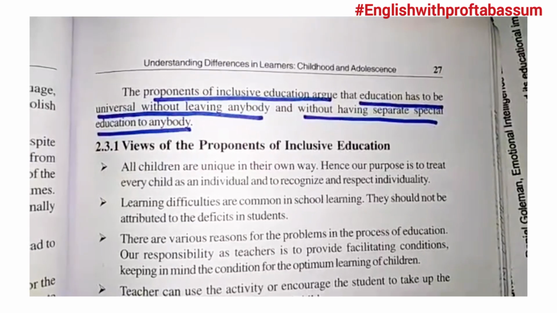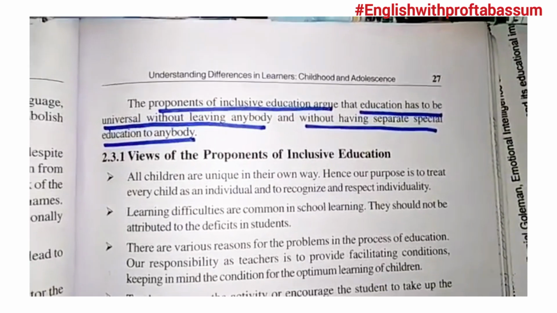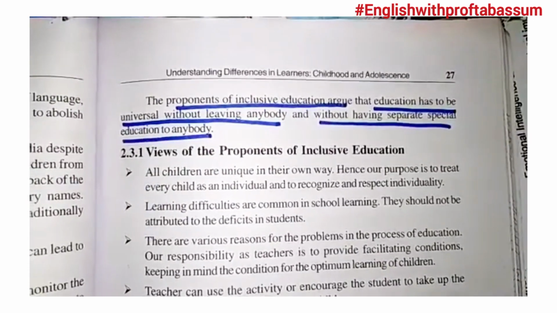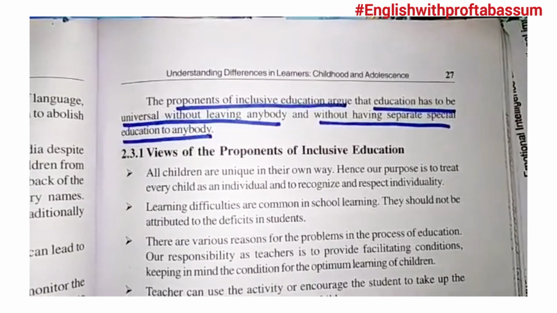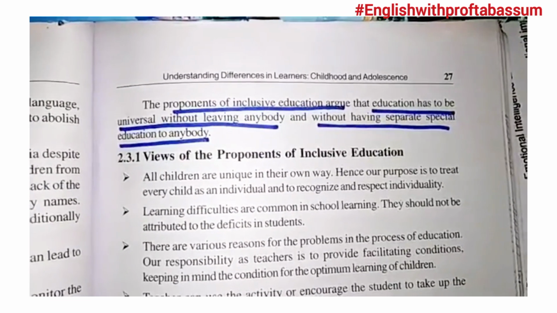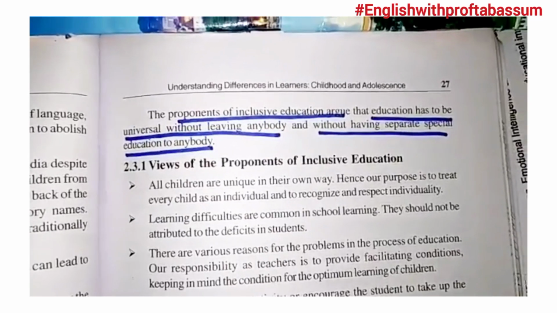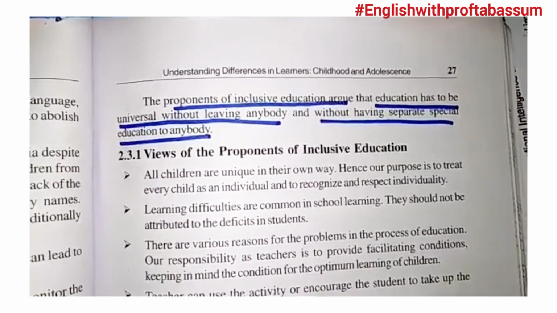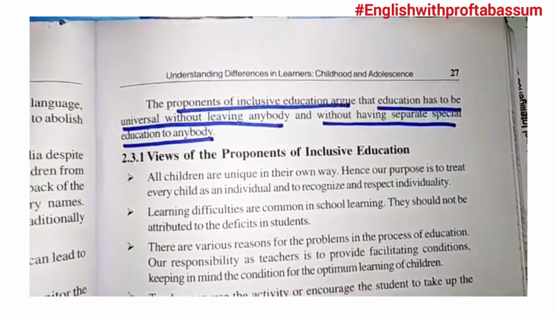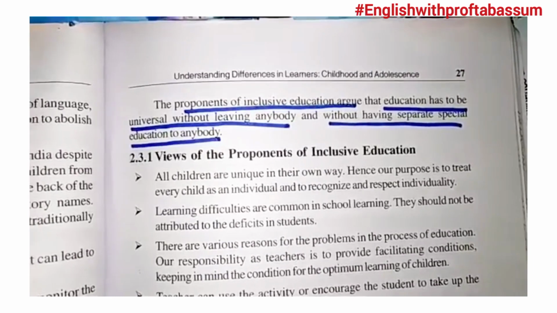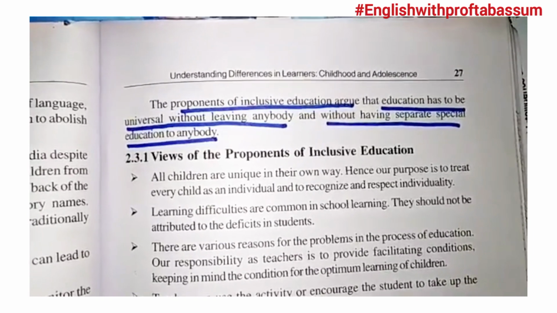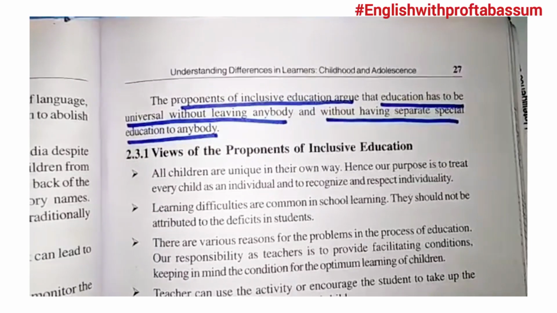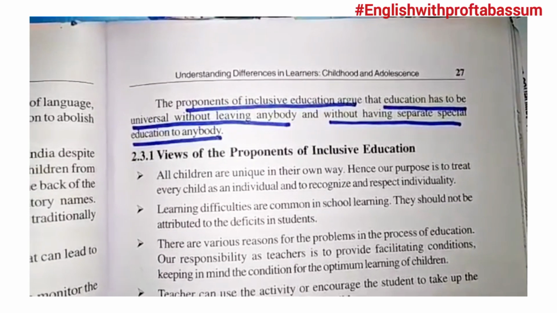Now let us see the views of proponents of inclusive education. Proponents are the people who are in support of a specific idea. So let us know the views of the proponents of inclusive education. They are arguing that education has to be universal, without leaving anybody, without having separate special education for anybody. So they say that education should be universal, meaning nobody should be left out, everybody should be educated, and no special separate education should be provided to anybody.